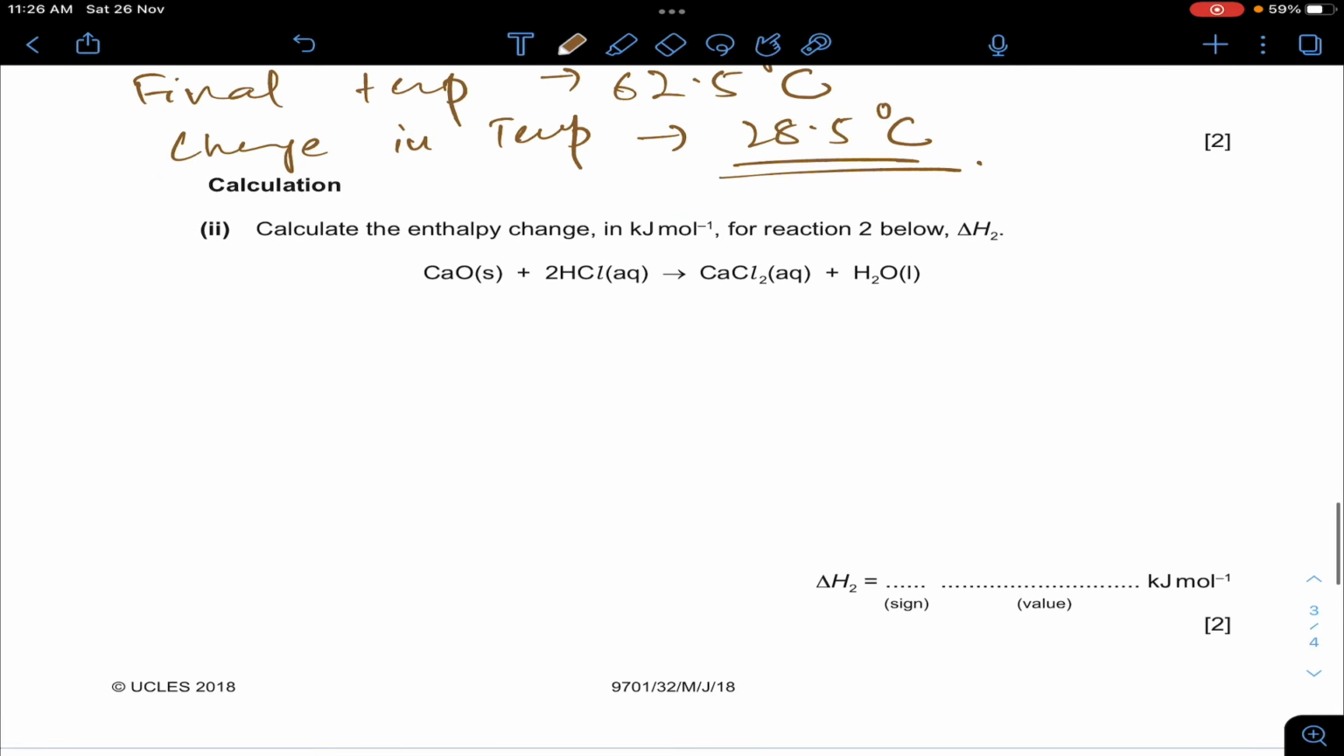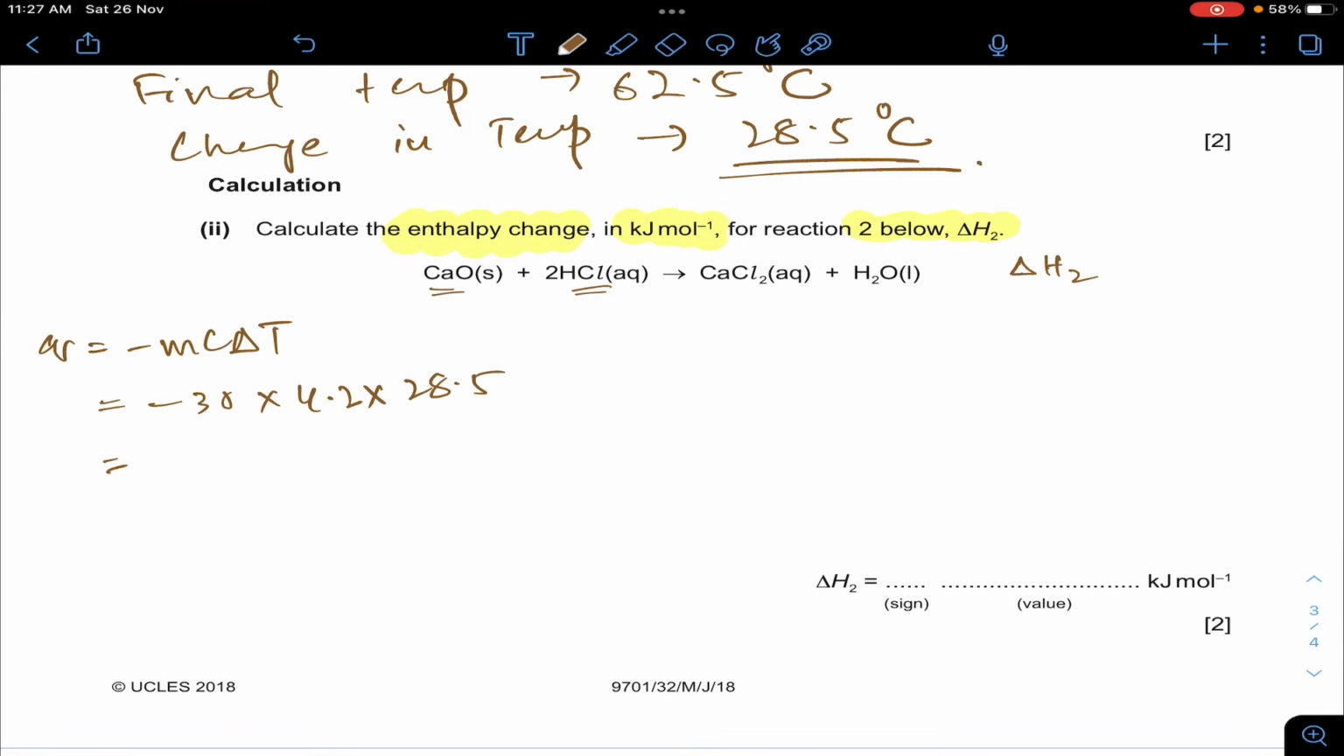Now calculate the enthalpy change in kilojoules per mole for reaction 2 below, delta H2. So for the energy change which occurs when calcium oxide is added into hydrochloric acid, they are calling it delta H2. Previously, when calcium hydroxide was added, that was delta H1, and this is delta H2. So we have to do the same procedure again. First we will calculate Q equals minus mc delta T. Again, heat is being released. Mass of water is again 30, c is 4.2, and delta T this time is 28.5.